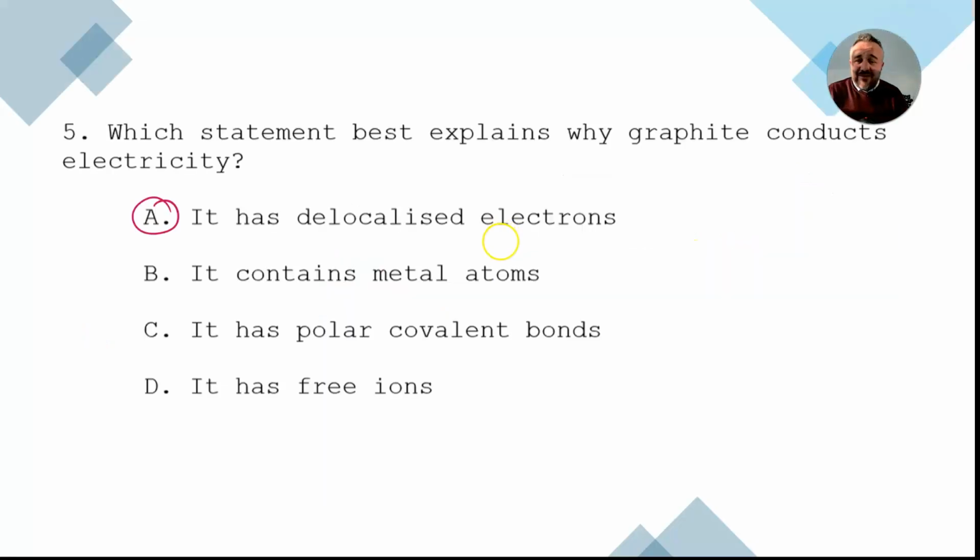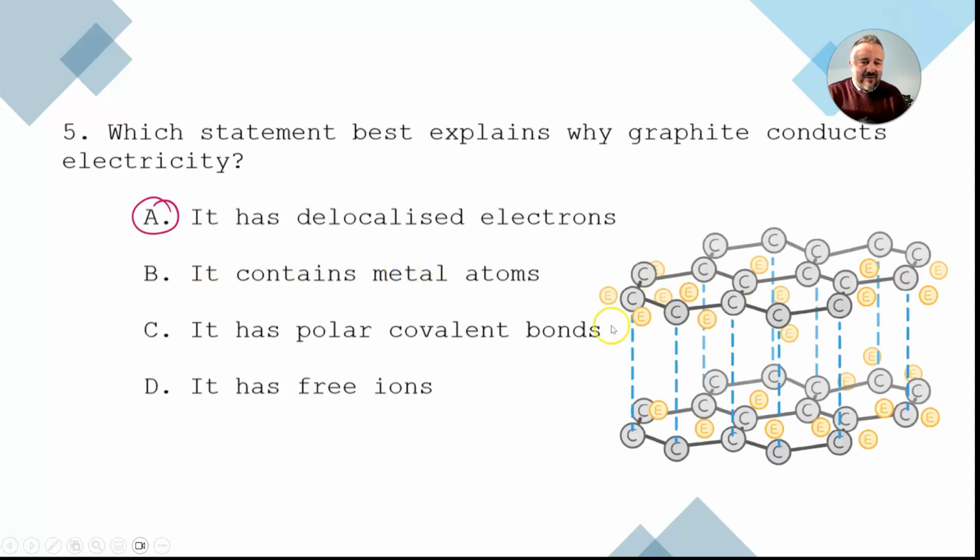So I've jumped ahead and given you the answer here already. Which statement best explains why graphite conducts electricity? The answer is A, it has delocalized electrons. It does not contain metal atoms because it looks like this, right? It does not contain metal atoms because it's all carbon. Carbons are not metal. It does not contain polar covalent bonds because the difference between these two is the same, like 0. So it's not polar. And it does not have free ions. It does have this delocalized sea of electrons.